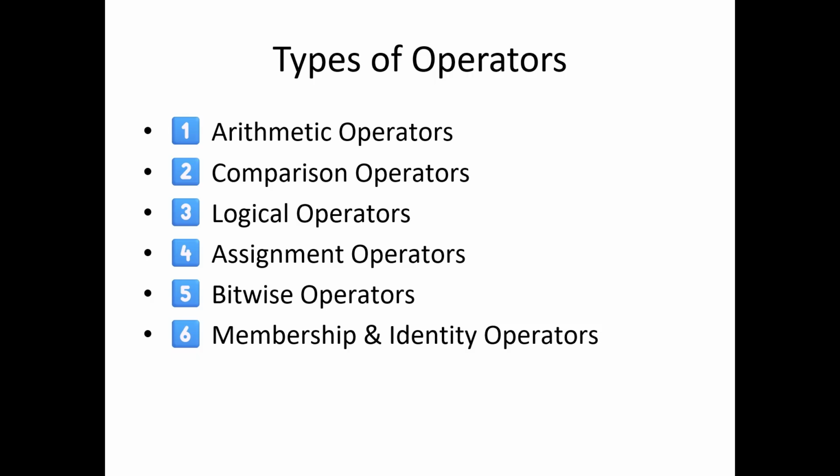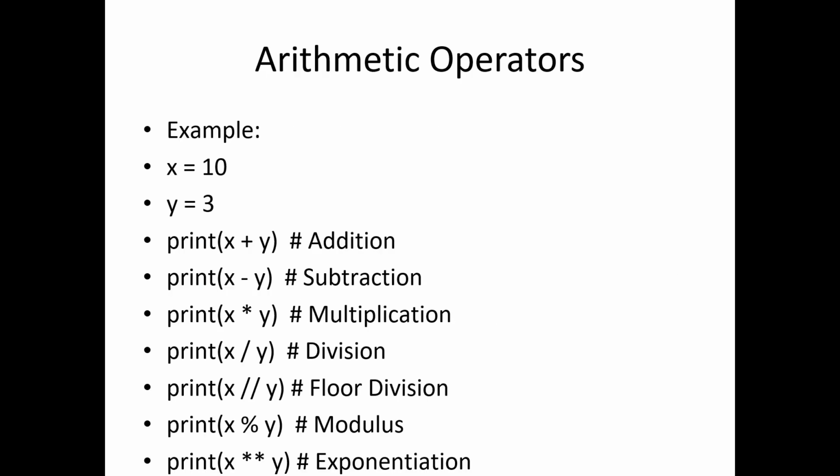The first one is arithmetic operators. They are used for calculations. Then come the comparison operators, used to compare values. Logical operators combine conditions. Assignment operators assign or update variables. Bitwise operators are for binary level operations. Membership and identity operators check the relationship between objects. Don't worry, we'll explore each one of these with examples.